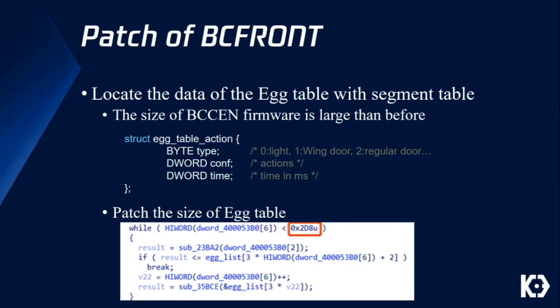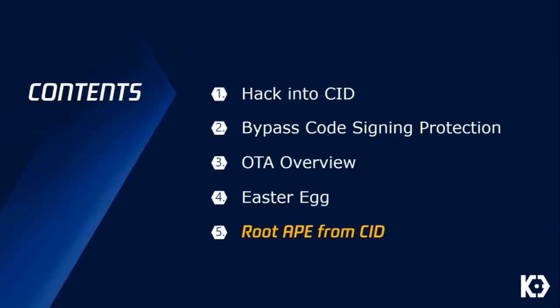And then when you check the reference of the egg table in IDA, you will find there's a number which indicates the length of the egg table. Now, at this moment, you can get your own custom Easter egg. And now my colleague is going to tell you how to root APE.